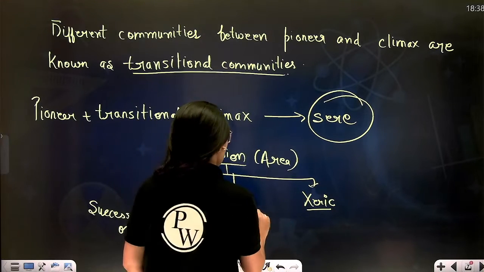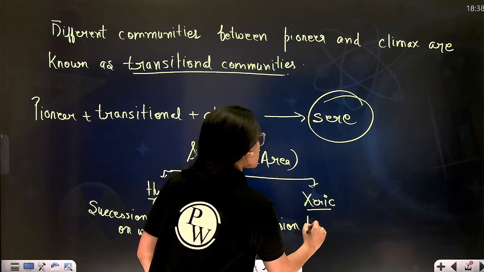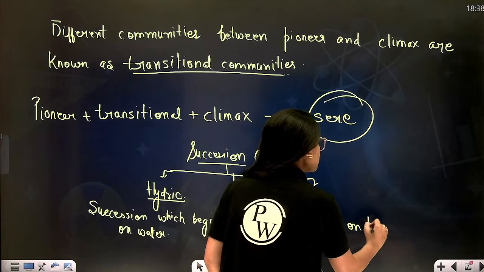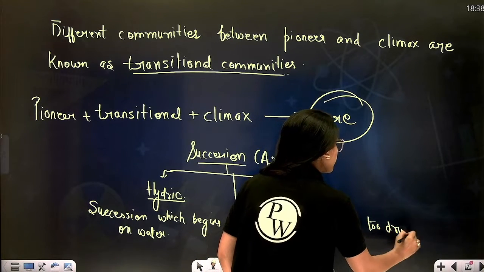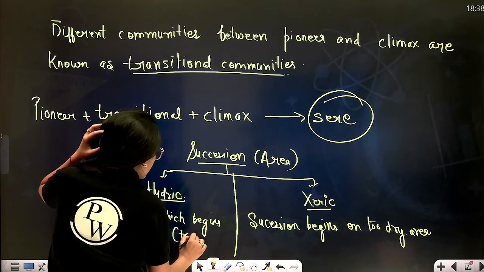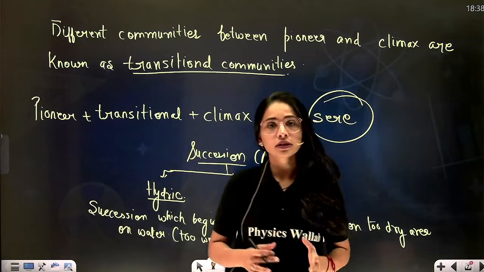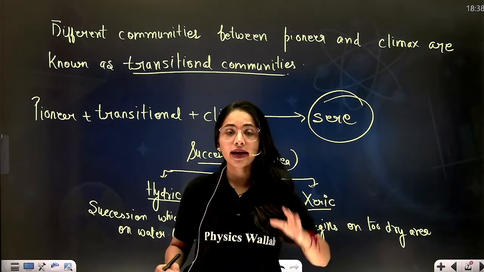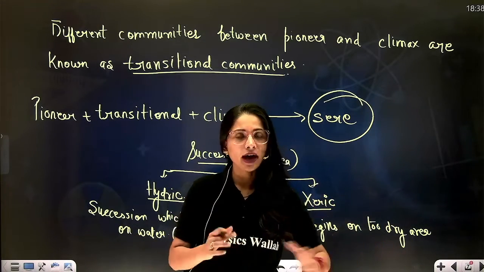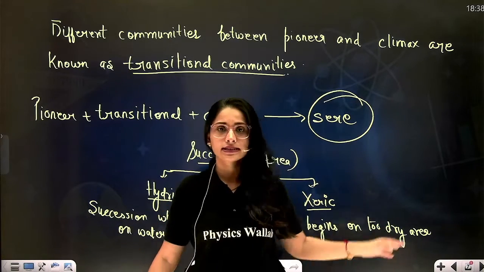Xeric means when succession begins on desert, means too dry area. Here you will write hydric means too wet, and xeric means when succession starts in too dry area. Too dry area means like on desert or barren area, or as I told you, when a jungle got fire and again it got destroyed and again succession starts, then that is called xeric succession.